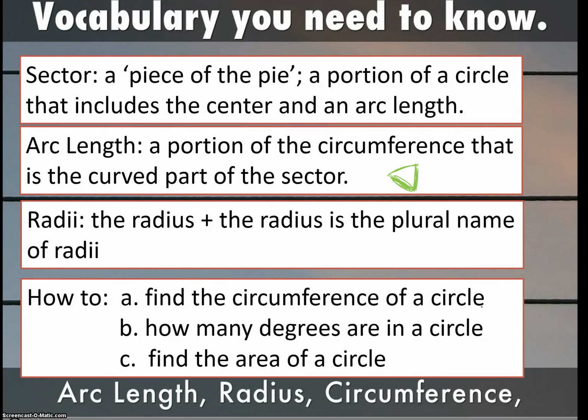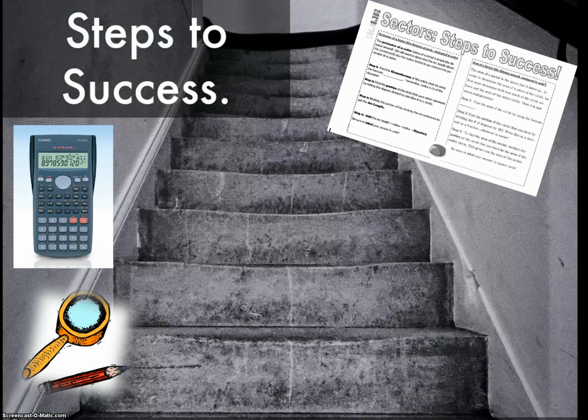You also need to know how to find the circumference of a circle, how many degrees are in a circle, 360, and the area of a circle. Steps of Success handout. Please make sure you have that. It's so much easier to do your homework if you do. Area is shorter. You're only going to have 1, 2, 3 steps. So I want to see your answers like this, linear, like that, with all formulas and labels.